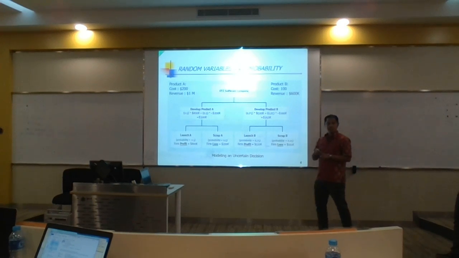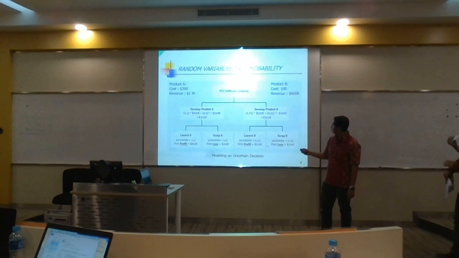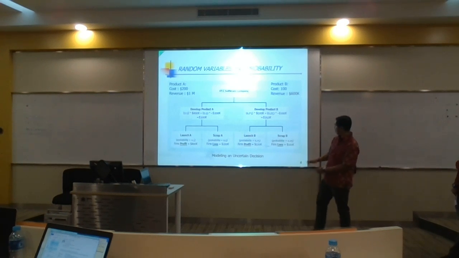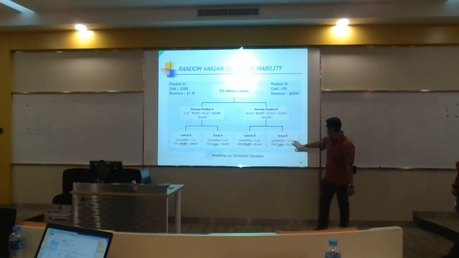But they have a different probability. First is 25%, and the cost maybe is 25%. The product B has a profit of 500K, and maybe scrap a loss of 100K.